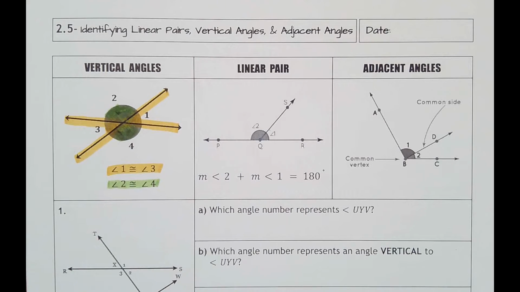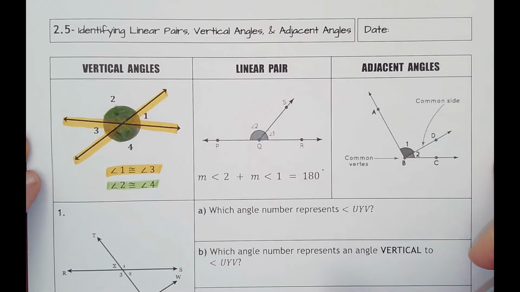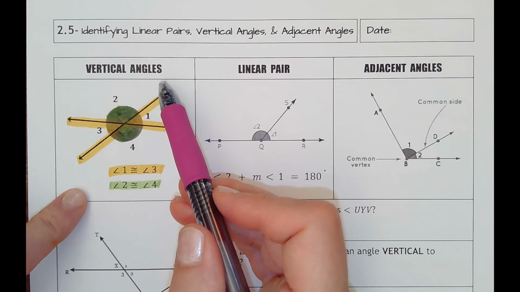Lesson 2.5, identifying linear pairs, vertical angles, and adjacent angles. These are the three terminologies you need to know throughout the whole course of geometry, and sometimes they show up in other math classes as well. The first one is, what is a vertical angle?